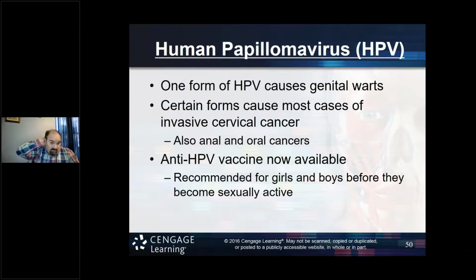So HPV, right? One form of human papillomavirus causes genital warts, and certain kinds cause most cases of invasive cervical cancer, also anal and oral cancers and such. So this is not a good thing. There's a vaccine present, recommended for boys and girls before they become sexually active.